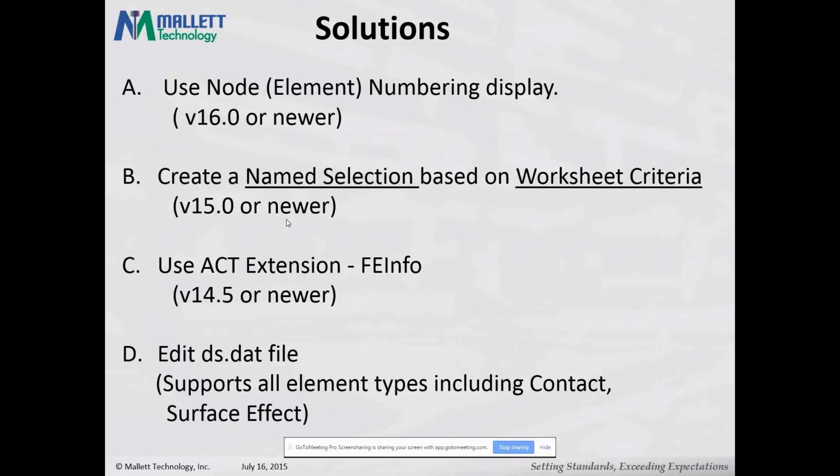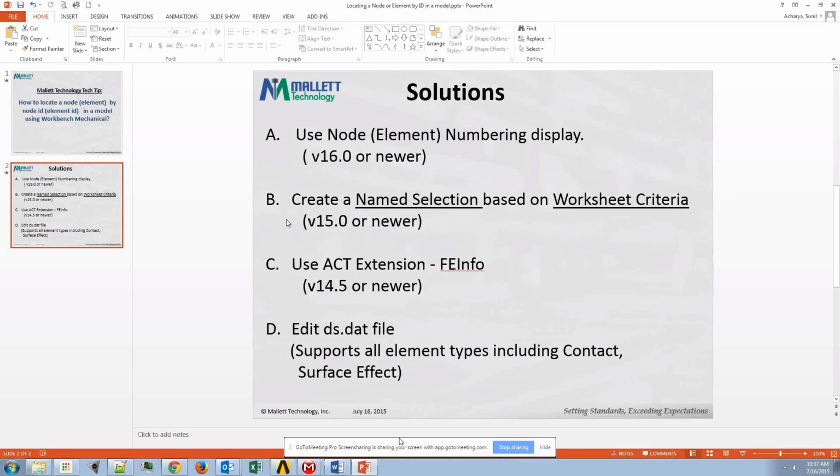Lastly, none of these methods that I mentioned so far are good for all types of elements, although they are good for the majority of the elements. If you want to do very specific element types, such as contact or surface effect elements, none of these methods would show you the way to find those. The only way to identify those elements or nodes is to edit the ds.dat file, which requires some knowledge of APDL. All right. Having said that, let's look at these methods one by one.